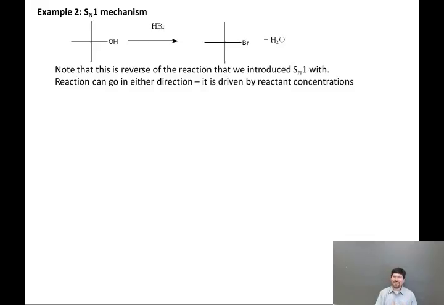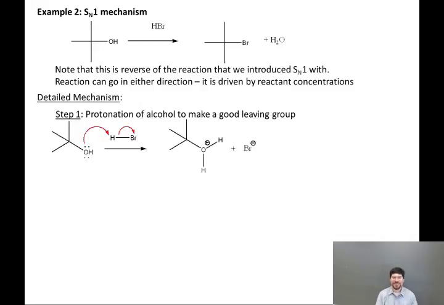This reaction, therefore, can go in either direction, and we can drive which way we want it to go using concentrations of reactants and send it to completion using Le Chatelier's principle. So using an excess of concentrated hydrobromic acid, we'll send it to the bromide, especially if you have a way of removing water as a product. And putting tert-butyl bromide into an excess of water will send the reaction to the left towards tert-butyl alcohol. Let's look at the detailed mechanism of this one.